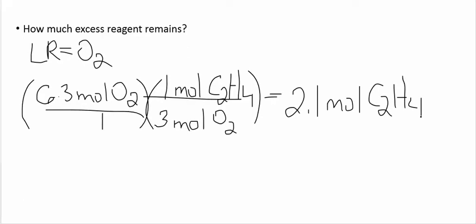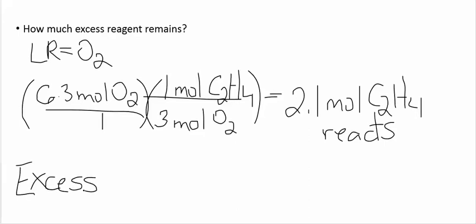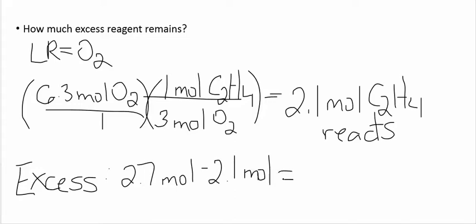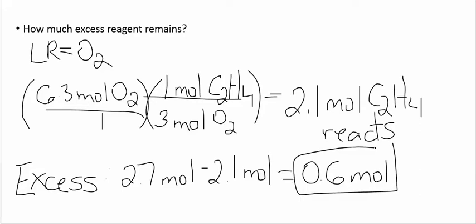Okay, so if I start with 6.3 moles of O2, that means I need 2.1 moles of C2H4. This is how much C2H4 will react. It's not how much is in excess, that's how much reacts. If I want to get the excess, I simply take what I started with for the C2H4, which if you go back to the problem, you started with 2.7 moles, only 2.1 reacted, so that leaves an excess of 0.6 moles. So that's how I get my excess reagent.